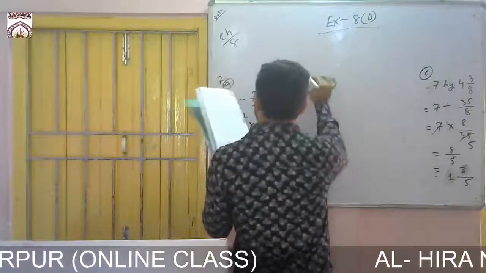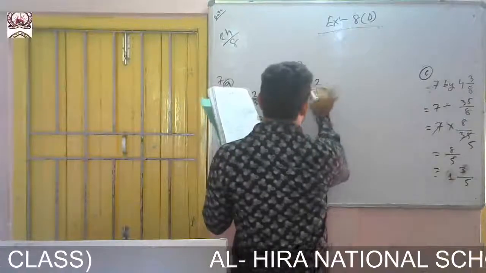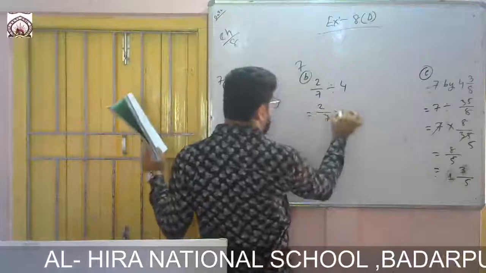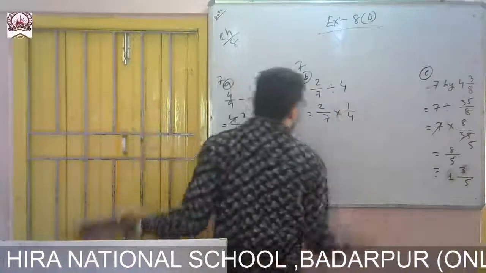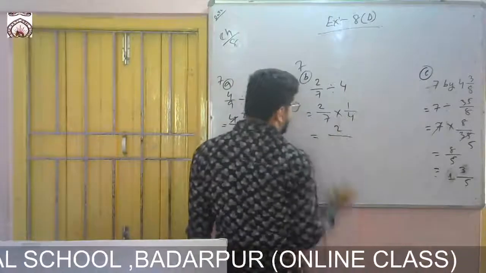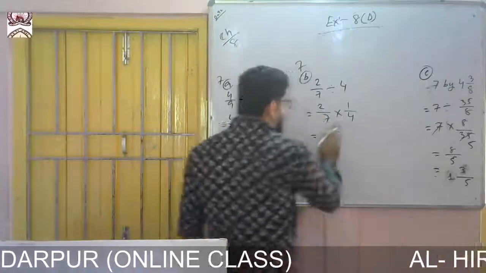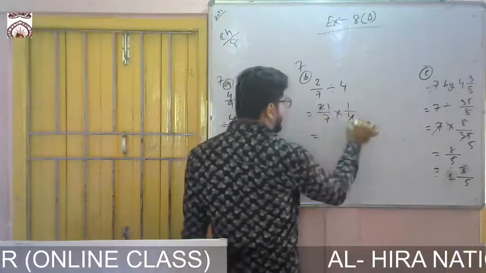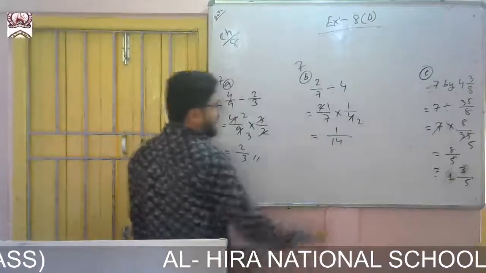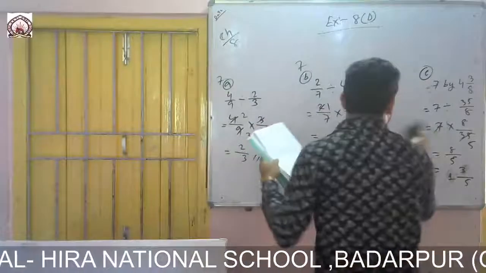B, what is there? 7b: 2 by 7 divided by 4. So it will be 2 by 7 into 1 by 4, because I have just taken the reciprocal. Now 2 1s are 2, 28. Or you can take it into lowest terms. 2 2s are 4, so 1 by 14. So 1 by 14 is the required answer. Now come to question number C.